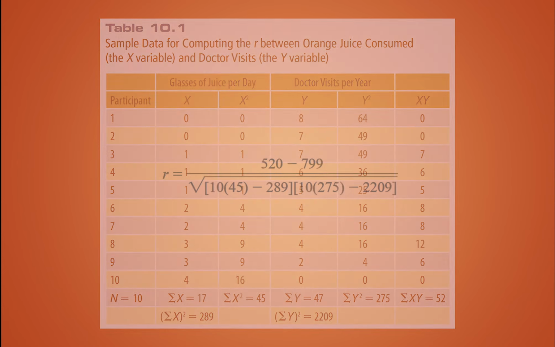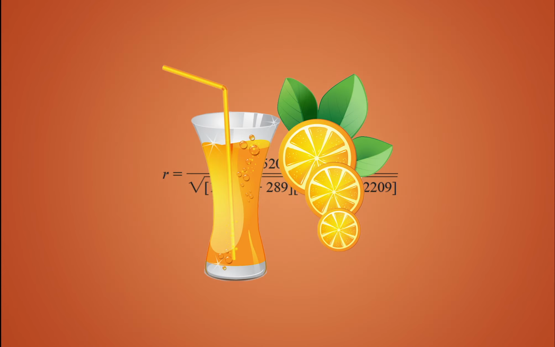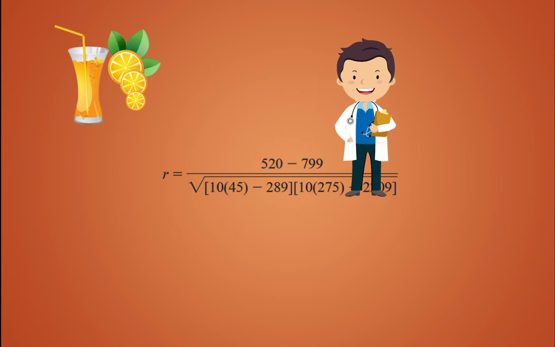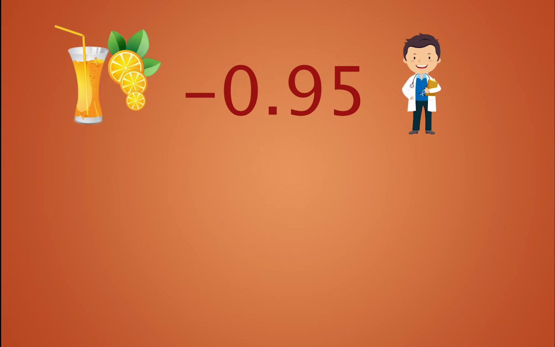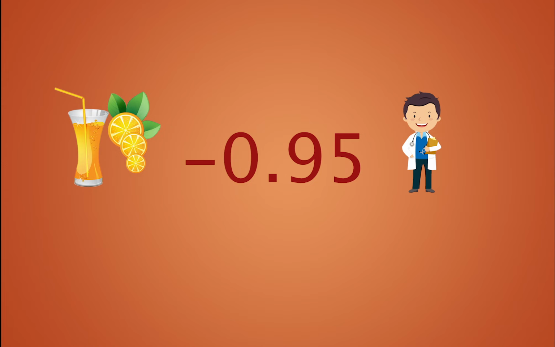Our correlation coefficient between orange juice drinks and doctor visits is negative 0.95. Our negative 0.95 indicates an extremely strong negative relationship. Each amount of orange juice is associated with a very small range of doctor visits. And as juice intake increases, doctor visits consistently decrease. Therefore, we envision a very narrow scatter plot that slants downward.